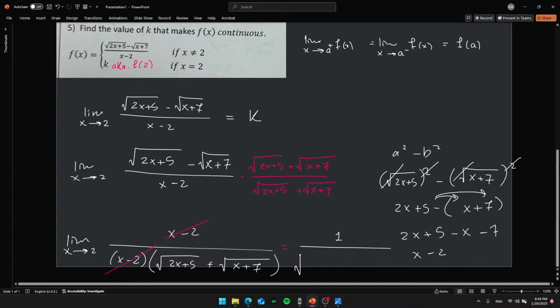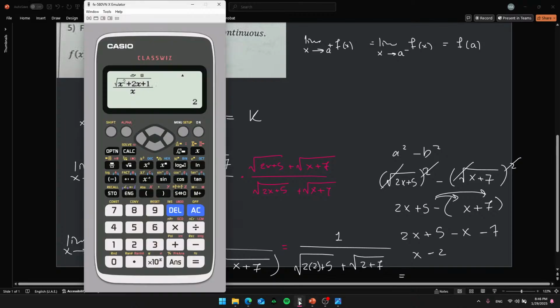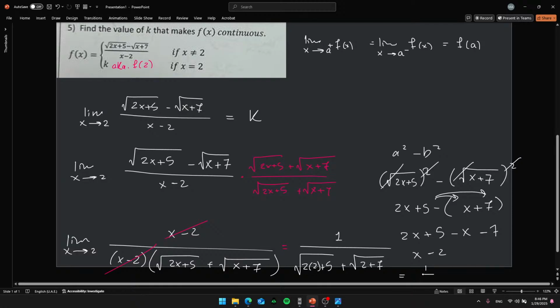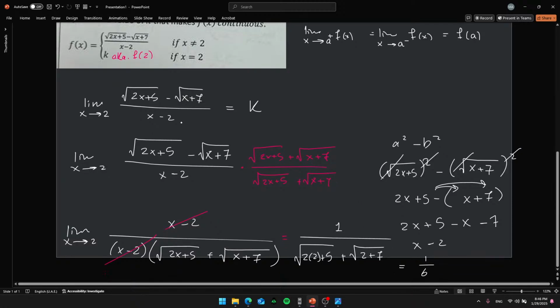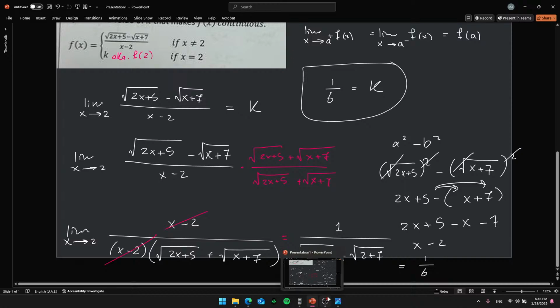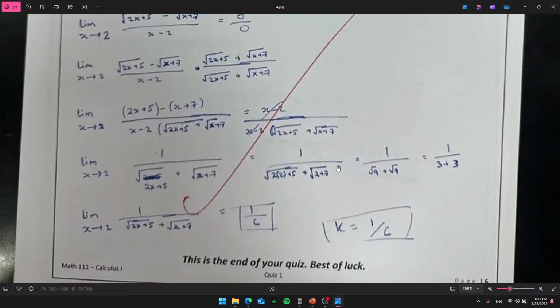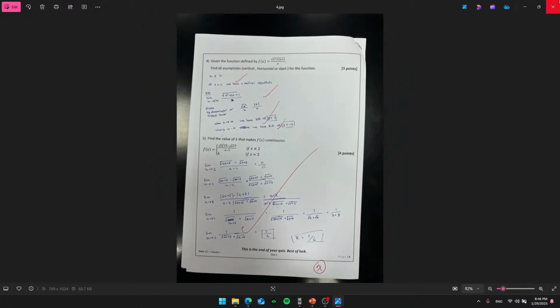So 1 over square root of 2 times 2 plus 5 plus square root of 2 plus 7. Let's put this into the calculator and see. 1 over square root of 2 times 2, which is 4, plus 5, plus square root of 2 plus 7, 1 over 6. So the value of this limit is 1 over 6, and it equals k. So that's the answer. Yep, 1 over 6. That's the end of quiz 1.